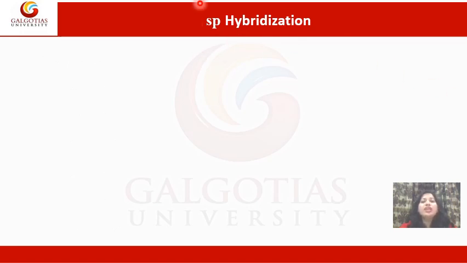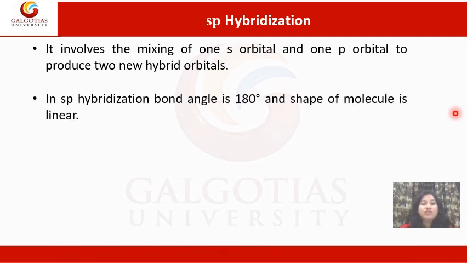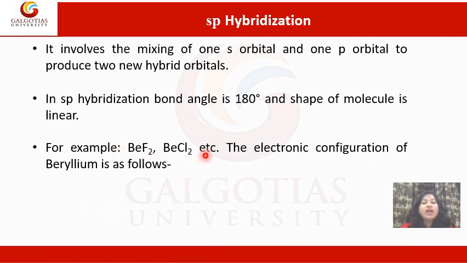First, we take sp hybridization. It involves the mixing of one s orbital and one p orbital to produce two new hybrid orbitals. In sp hybridization, the bond angle is 180 degrees and the shape of the molecule is linear. Beryllium fluoride and beryllium chloride are examples of sp hybridization.